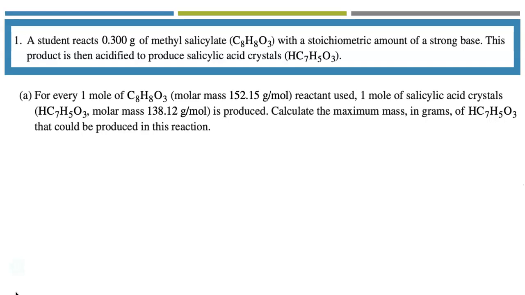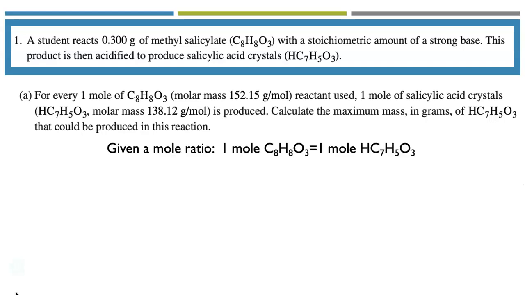What you might be noticing is that we weren't given a balanced equation. Don't panic, it's okay. There's a plan. If you read Part A carefully, you'll notice you're given a mole-to-mole ratio. For every mole of methyl salicylate that reacts, 1 mole of salicylic acid forms. So we have this 1-to-1 mole ratio. So we don't have the balanced equation, but we actually have the information that we need to solve the problem.